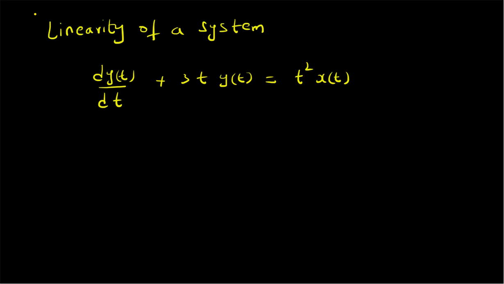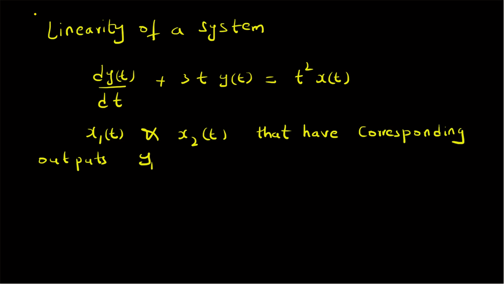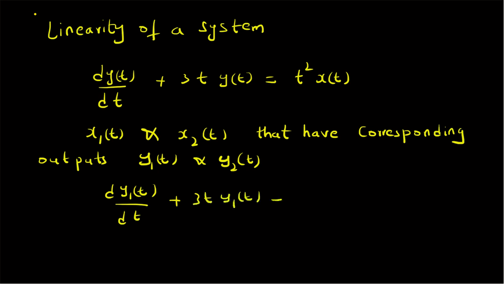So for this purpose, consider two inputs, x1 of t and x2 of t, that have corresponding outputs y1 of t and y2 of t. So that means we have dy1 of t by dt, that is the derivative of y1 of t, plus 3 times t times y1 of t, should be equal to t square x1 of t. So this is equation number 2, and the original is equation 1.